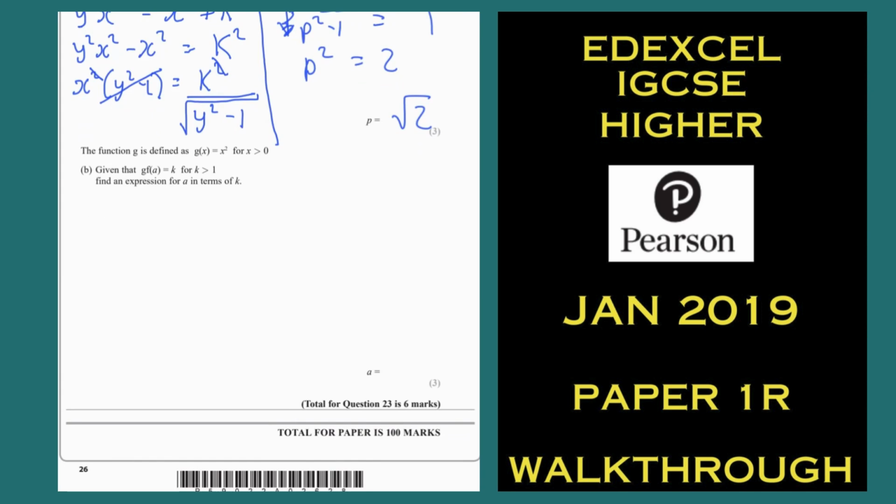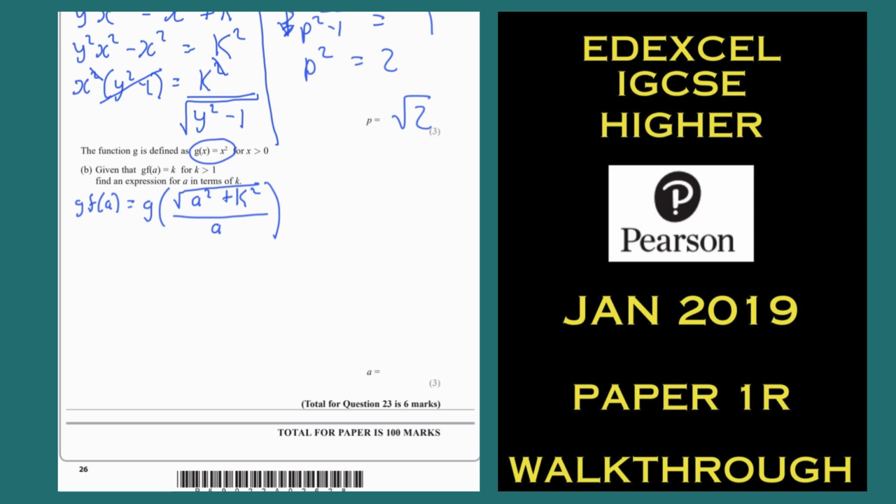Speaking of which, another stingy 3 marks. So we've got the g of f of a. So let's first of all do the f of a. In other words, take the function and replace x with a. So it was the root of x squared, so that becomes a squared plus k squared. And on the bottom, it was over x. And so our job now is to substitute this into this function.